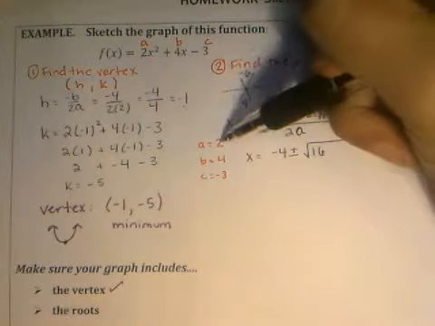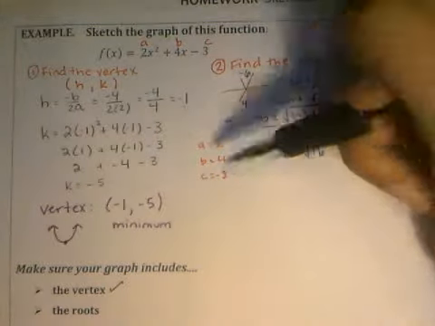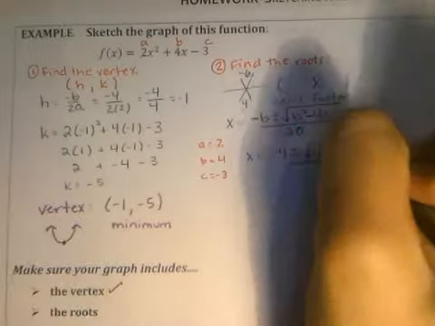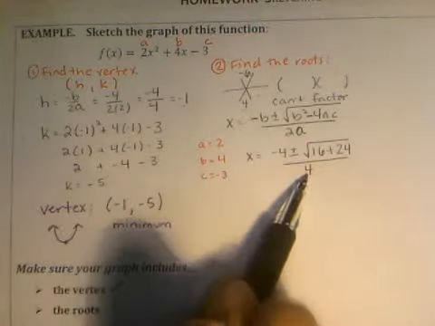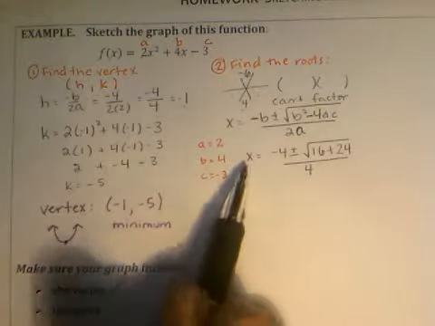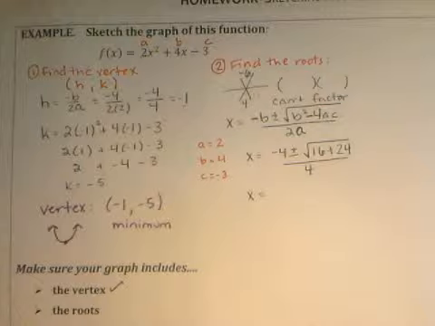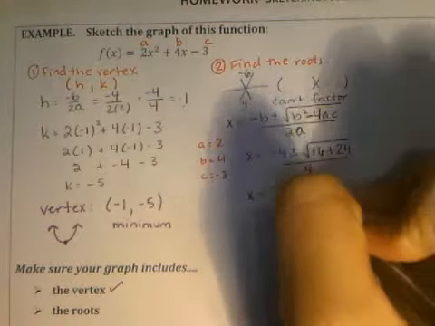Negative 4 times positive 2 is negative 8, times negative 3 is going to be positive 24. 2 times 2 on the bottom. Simplifying this can be a little bit of work, so just be really careful about the order in which you tackle it. I would like to usually do the square root symbol first.